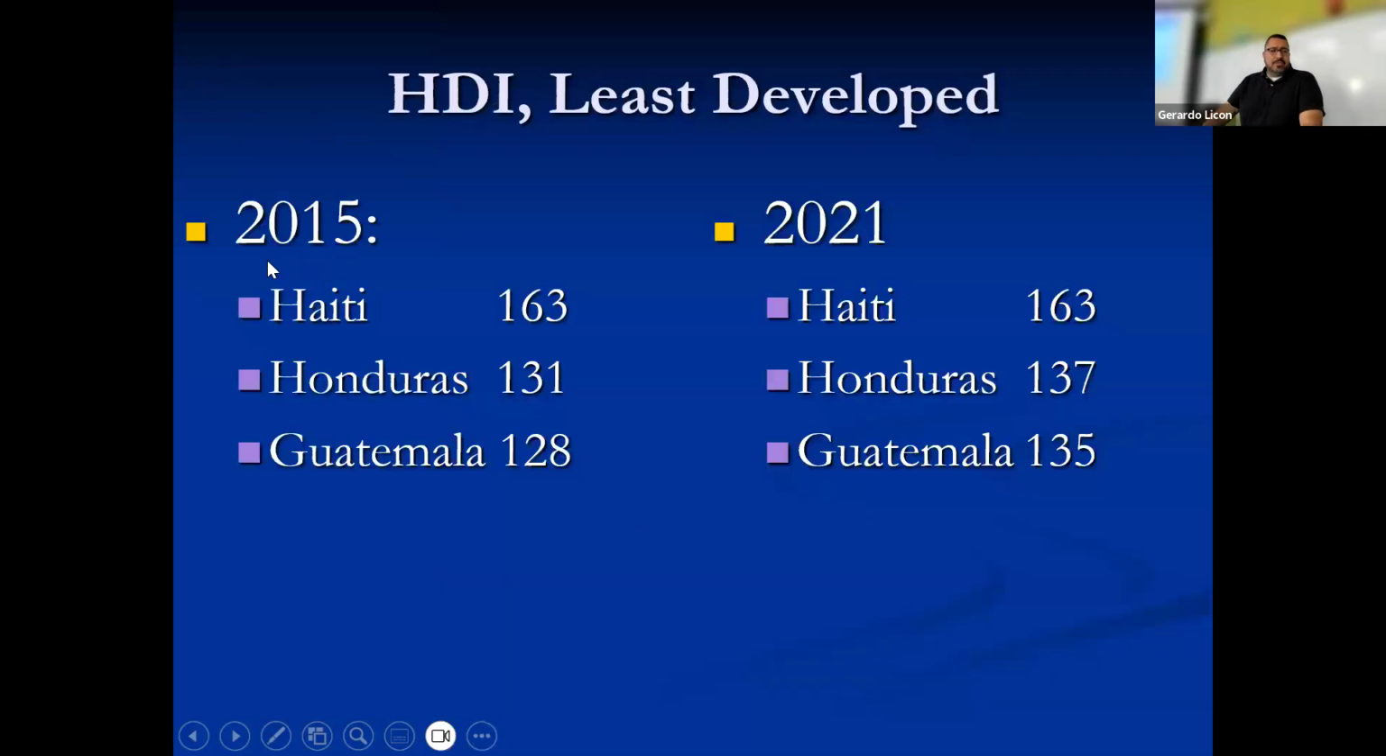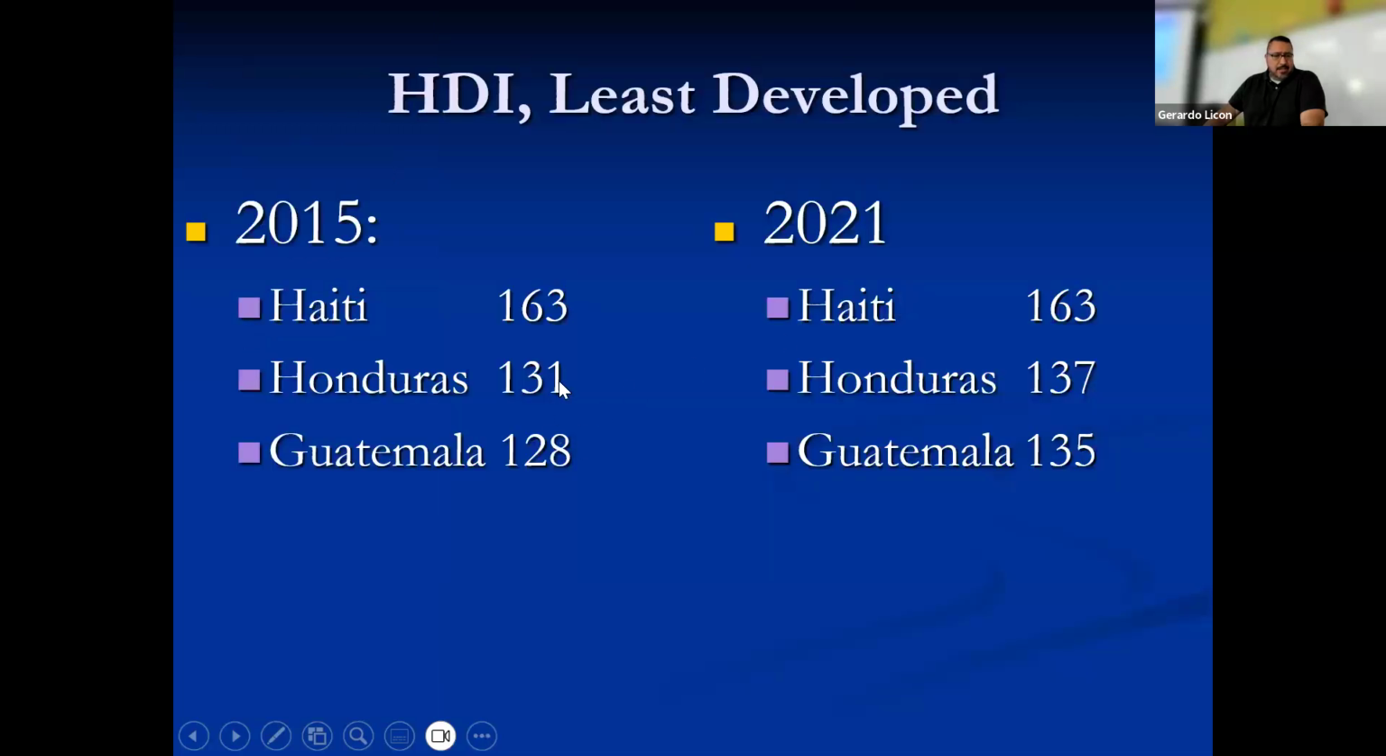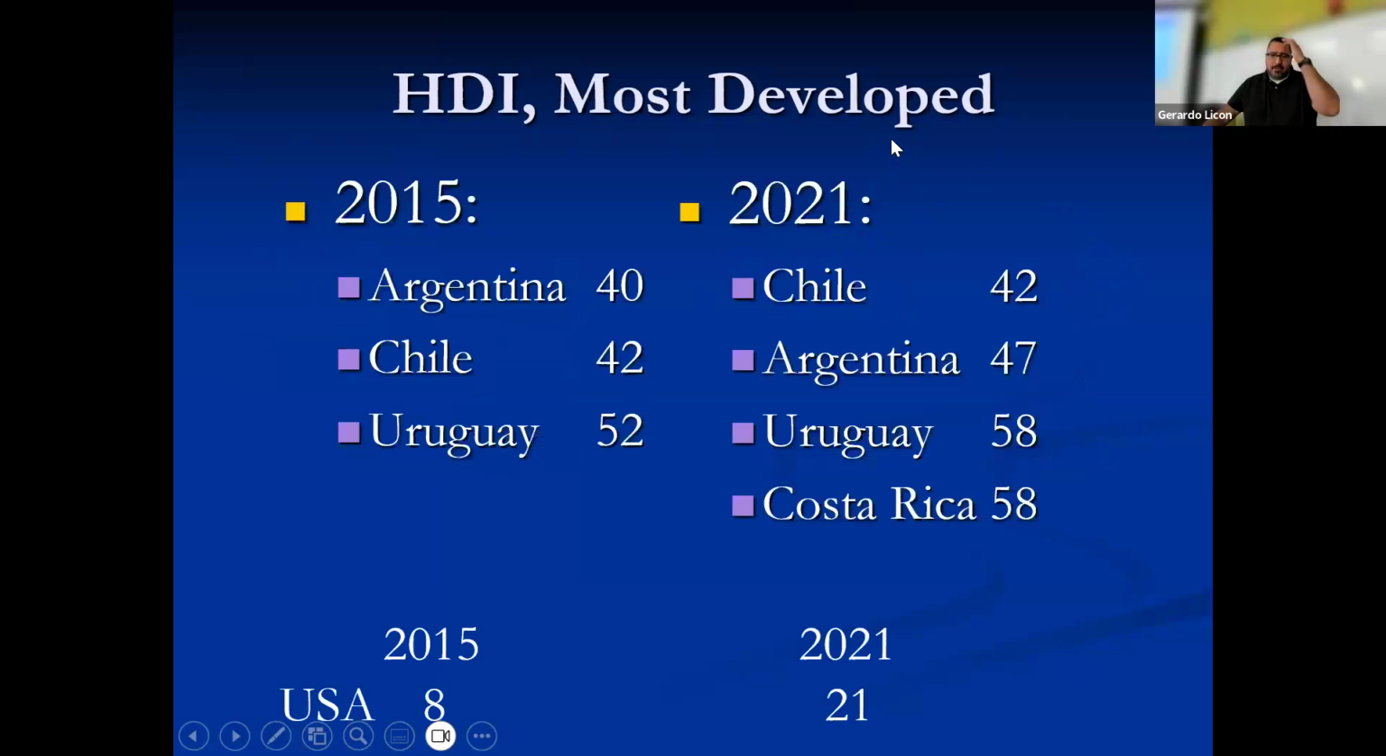So Clawson uses numbers from 2015, where the lowest ranked, again, are Guatemala, Honduras, and Haiti. And here we have them, Haiti, Honduras, and Guatemala. Here I have some updated numbers for those countries, and as of 2021, they're still the lowest ranked in Latin America, lowest ranked, highest number.